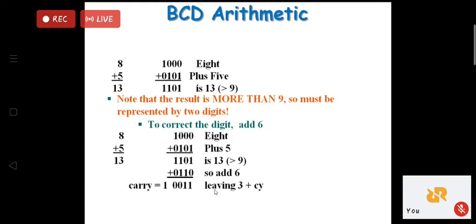So this is the correct representation of the numerical. Add 6, a carry of 1 comes and the remaining bits are 3. So 0001 0011 is the BCD addition answer. Like this you have to write.